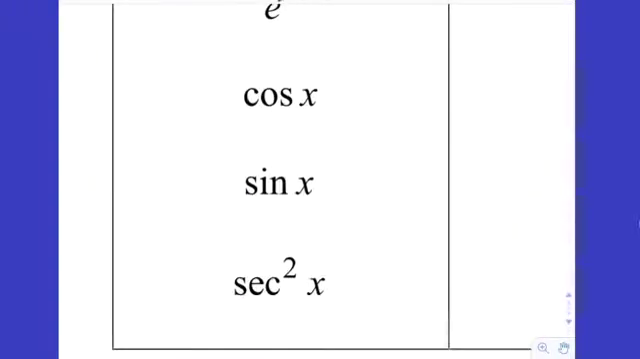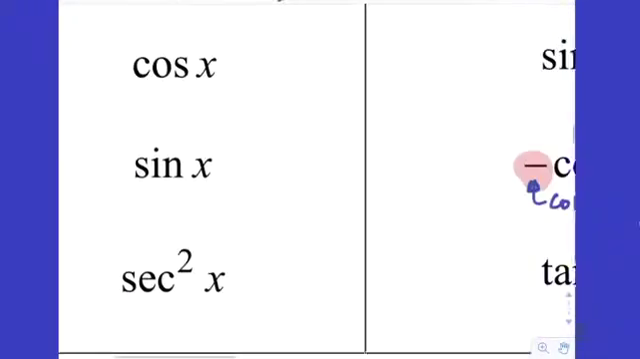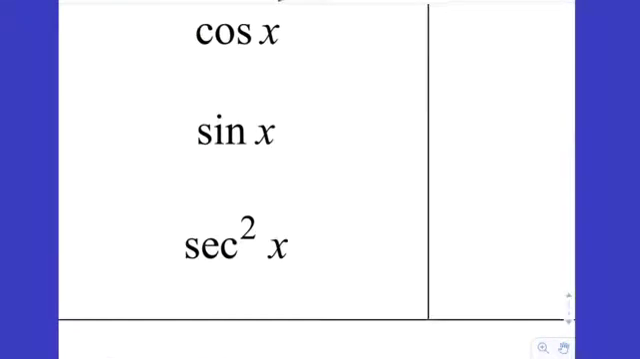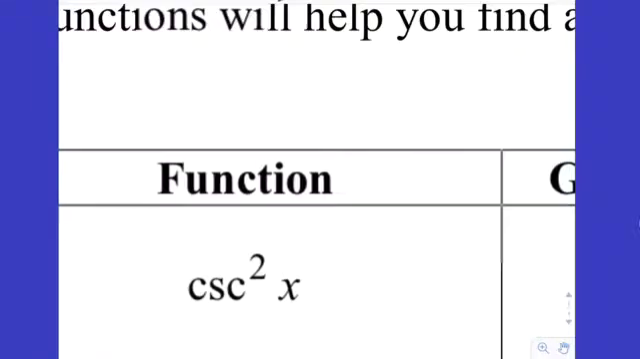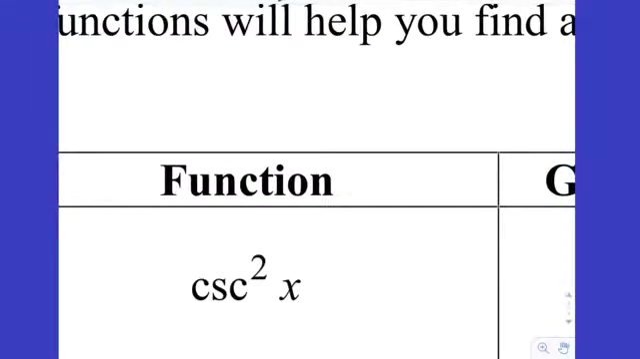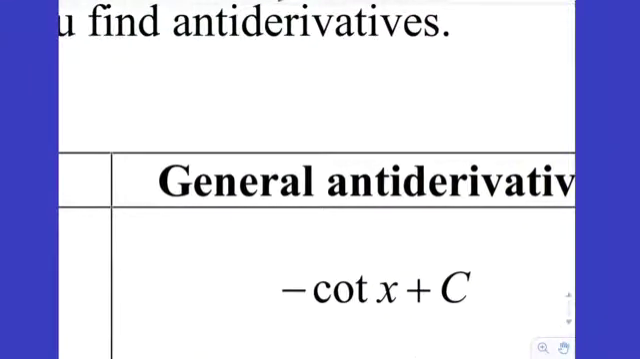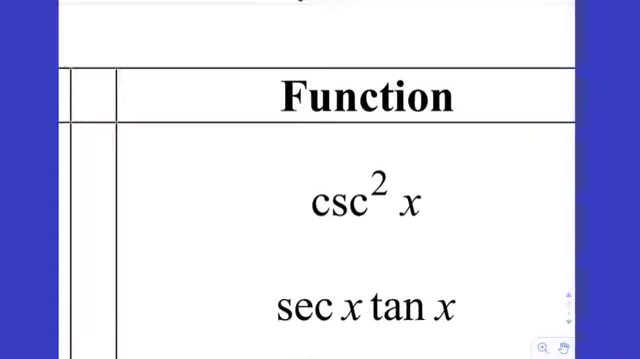plus c. What's the antiderivative of secant squared? Tangent, right? So because we know the derivative of tangent is secant squared, the antiderivative of secant squared is tangent. What's the antiderivative of cosecant squared? Right, negative cotangent. And once again, plus c, we have that negative 1 correction so that it gets rid of the unwanted negative.